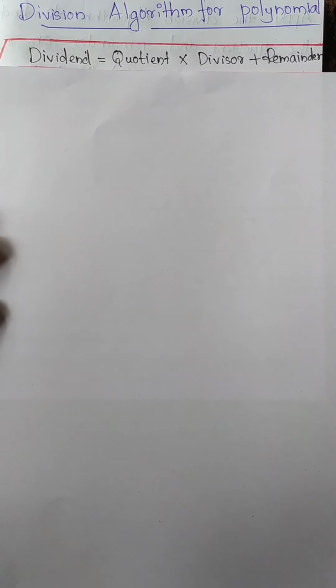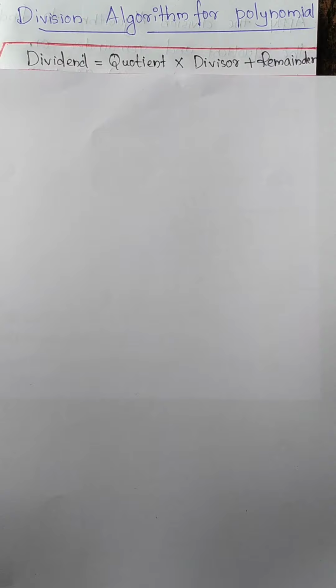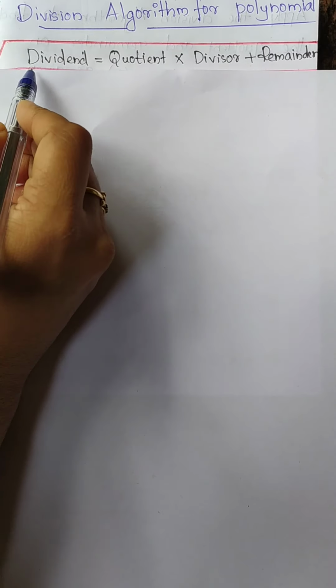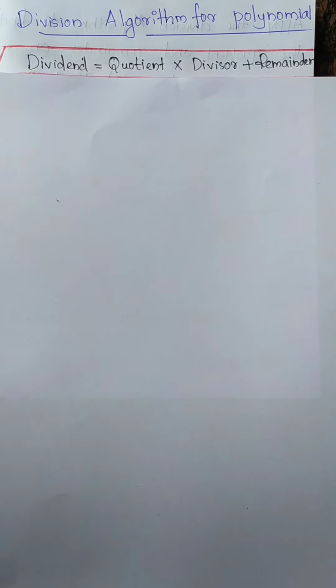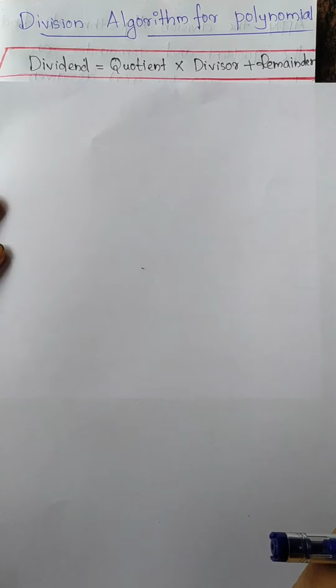Now let's discuss these terms in polynomials. So welcome back and let's move on to our topic. What is a division process? When we divide the dividend by the divisor, we get a quotient and a remainder. When we divide a polynomial dividend, we get a polynomial quotient and remainder also. So dividend equals quotient into divisor plus remainder. In lower classes itself we have studied this one. So let's move on to the main topic.